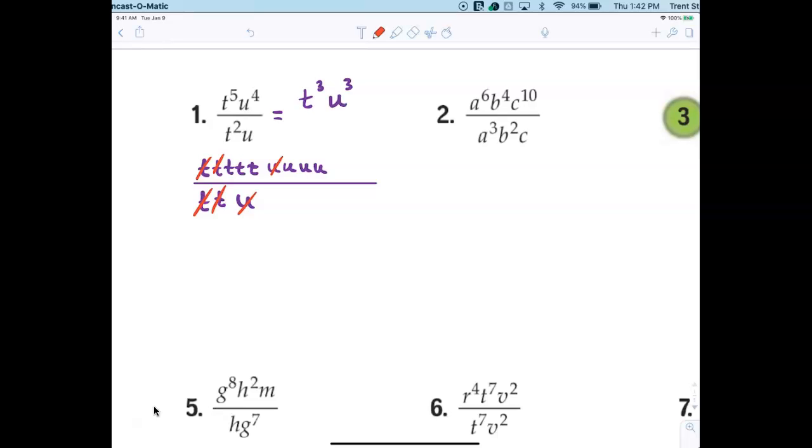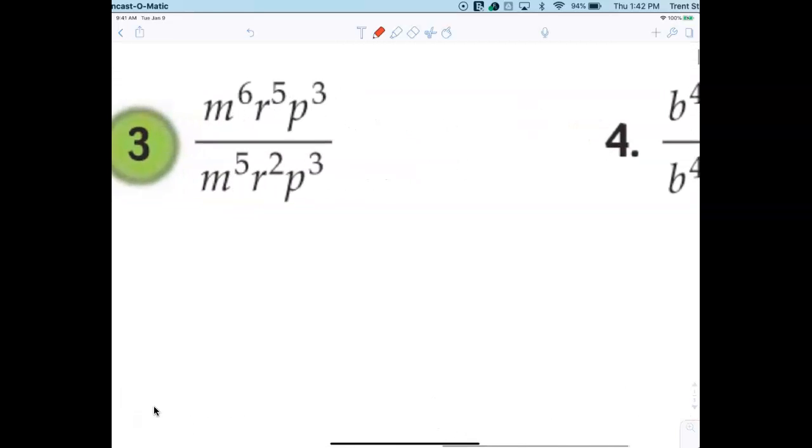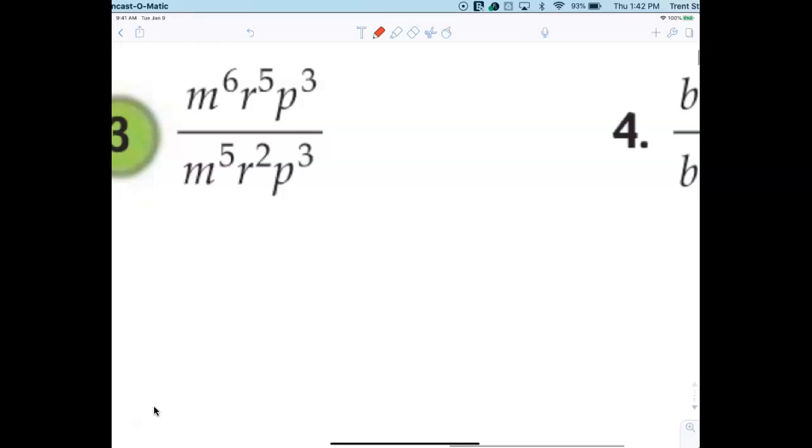Now, does anybody have any questions with that? So there's just a U, which is 1 U. There's an understood one to be there if that's what you're asking me. But the rule is when you divide, what do you do to exponents? Subtract them. So that's number 1. Everybody should be able to look at number 3 now and tell me the correct answer.